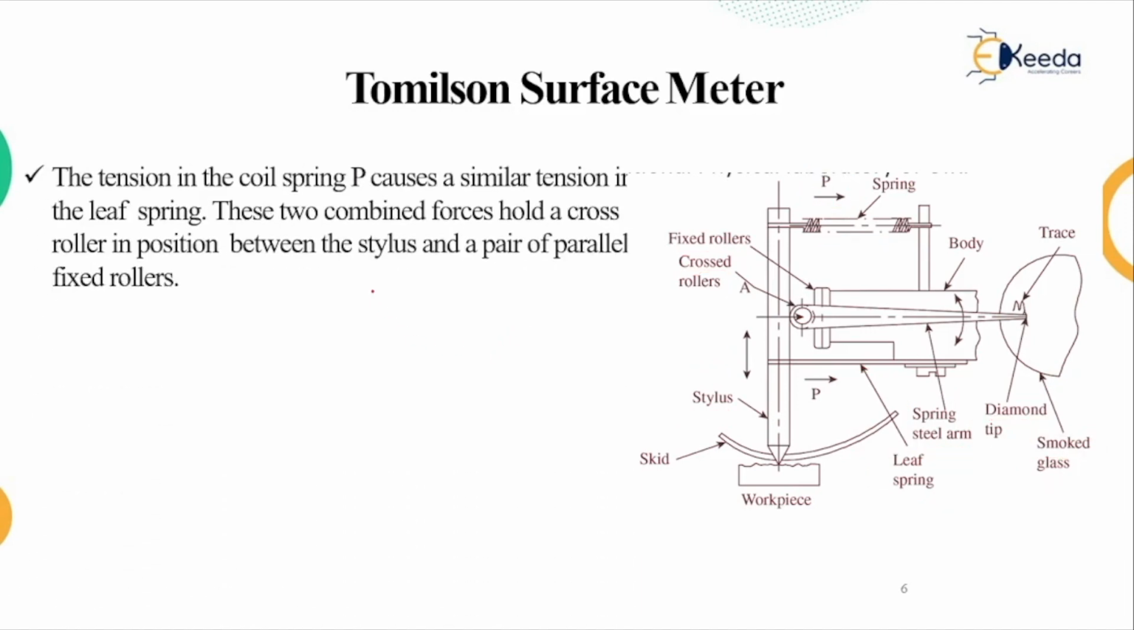Now the tension P in the coil spring causes a similar tension in the leaf spring. These two combined forces hold a cross roller in position between the stylus and a pair of parallel fixed rollers. The function of this cross roller is to transfer this vertical motion horizontally and then on to the glass.